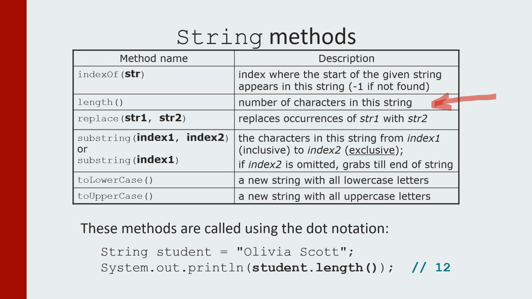So here I have an example. Let's say we have a student and her name is Olivia Scott. If you asked for the char at 0, that would give you the letter O, but for the whole length, you count that out: 1, 2, 3, 4, 5, 6, 7, 8, 9, 10, 11, 12, including the space, it's actually 12, even though the T is at index 11.